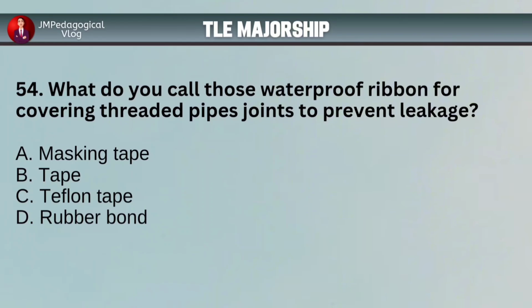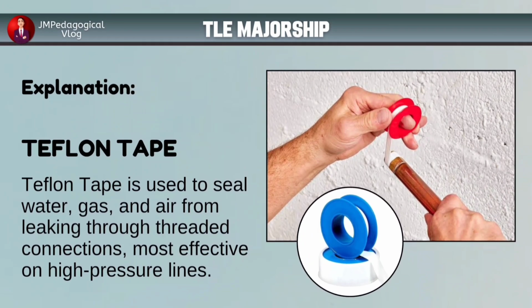54. What do you call those waterproof ribbons for covering threaded pipe joints to prevent leakage? a. Masking tape. b. Tape. c. Teflon tape. d. Rubber bond. c. Teflon tape. Explanation. Teflon tape is used to seal water, gas, and air from leaking through threaded connections, most effective on high-pressure lines.